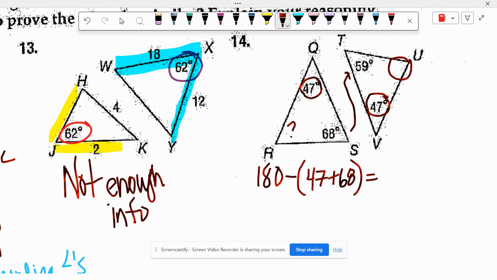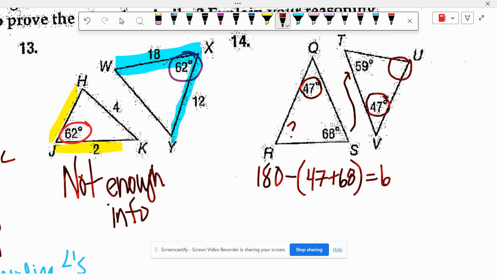You all have calculators on your desk. I'm not picking up a calculator.